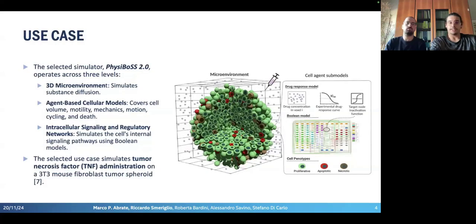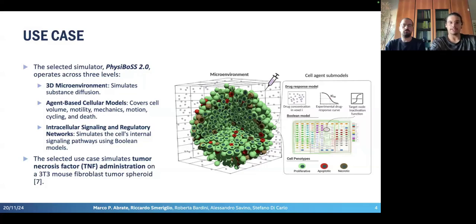In particular, we selected a single simulator called PhysiBoSS 2.0, that is a multi-level simulator that operates across 3 different levels: the 3D microenvironment that simulates the substances diffusion; the agent-based cellular models that cover cell volume, motility, mechanics, motion, cycling, and death, and also allow to switch from a specific cell type to another cell type; and the intracellular signaling and regulatory network that simulates the cell's internal signaling pathway using Boolean models. This was an add-on to a previous simulator using MaBoSS.